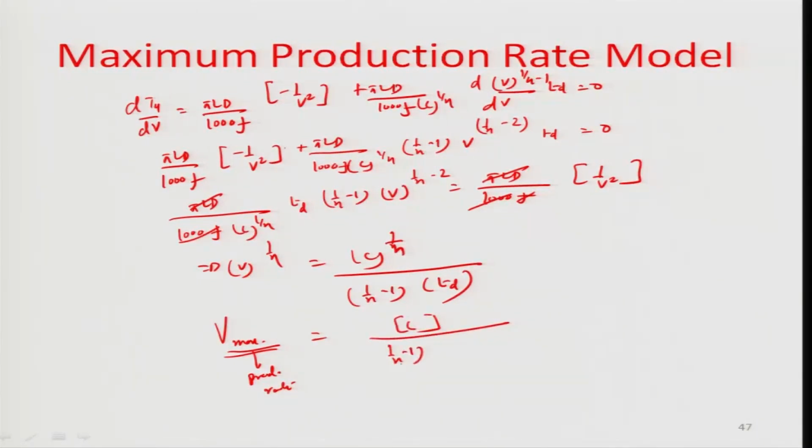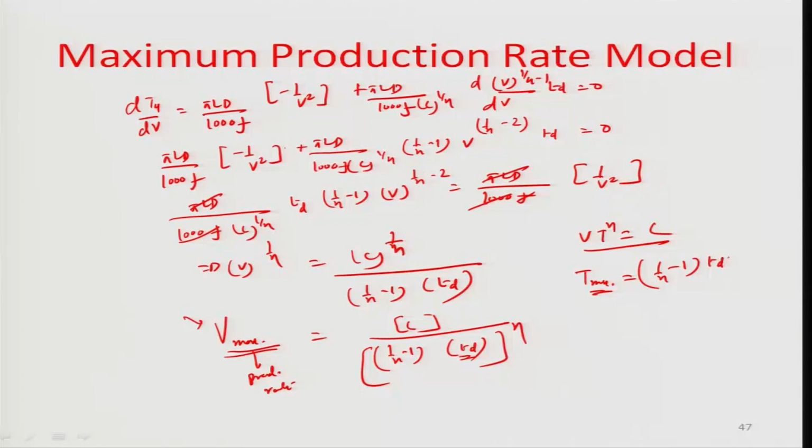(1 by n minus 1) times the total time needed to change one cutting edge, to the power of n. Just substituting this value in Taylor's equation Vt to the power of n equals C, I can always find the time corresponding to the maximum production rate. So, this is the minimum time, but the maximum production rate, and that equals (1 by n minus 1) times Td. So, that is how you define the optimum criteria for the maximum production rate model, just as we did in the earlier case for the minimum production cost model.